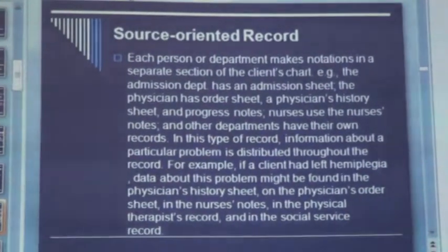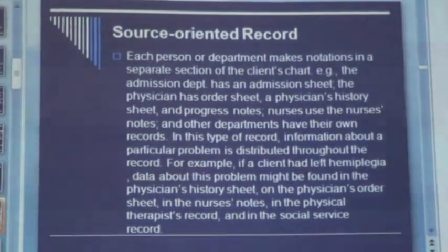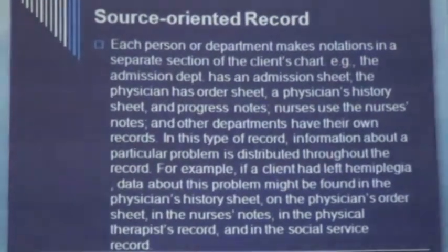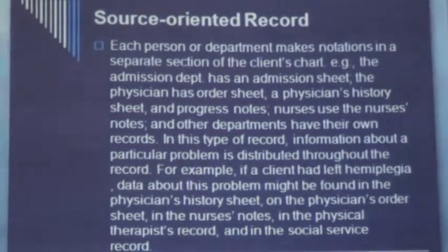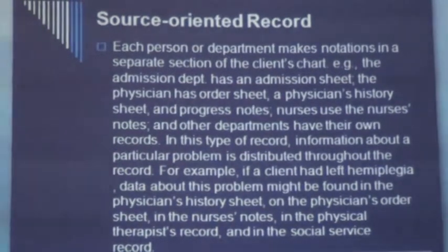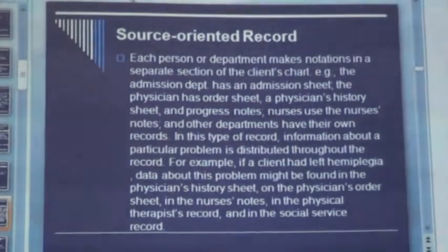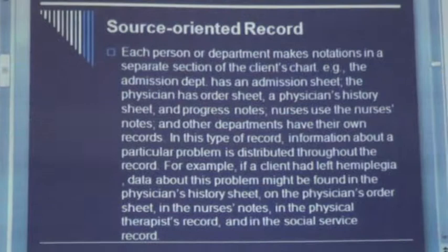In this type of record, information about a particular problem is distributed throughout the record. As for example, if a client has hemiplegia, one-sided left hemiplegia, data about this problem might be found in the physician's history sheet, in the physician's order sheet, in the nurse's notes, in the physical therapist record, and in the social service record. That means the problem is found everywhere. So in this hospital, whichever we are maintaining, this is most likely this type of record, source-oriented records.